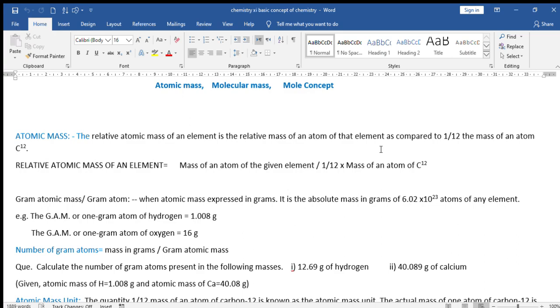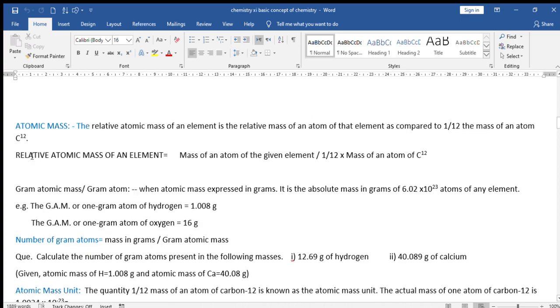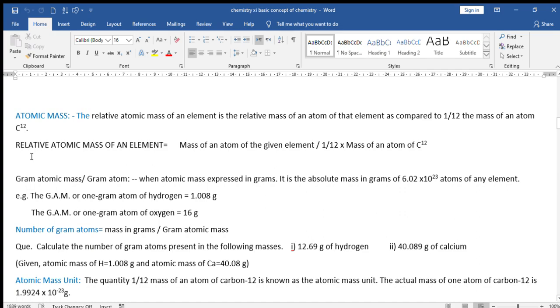Hello, class 11th students. Today I am going to teach you atomic mass, molecular mass and the mole concept under the chapter Basic Concepts of Chemistry. Atomic mass. Atomic mass is the mass of an atom of an element. It is the relative mass of an element with respect to 1/12 the mass of an atom of carbon-12.